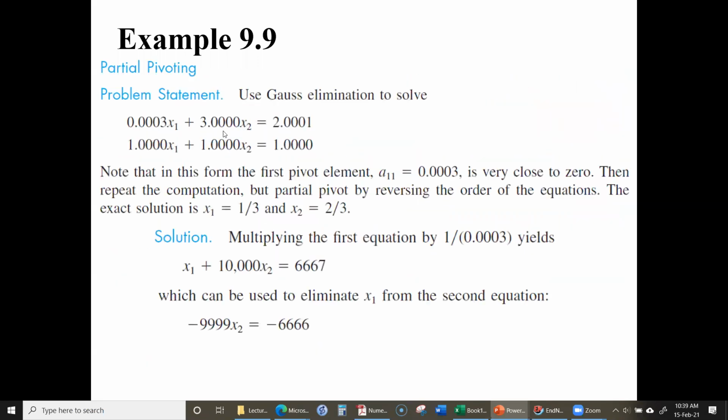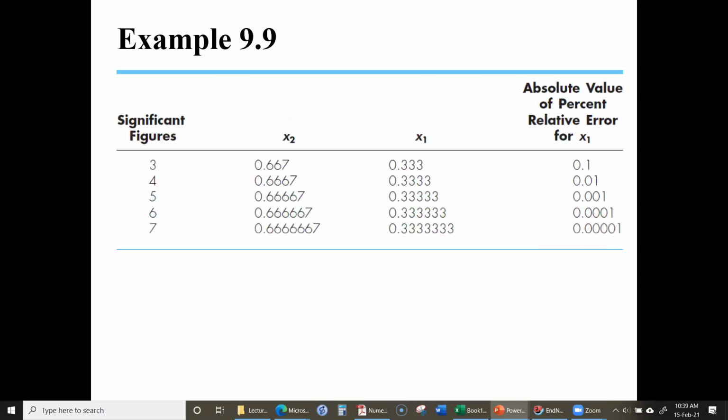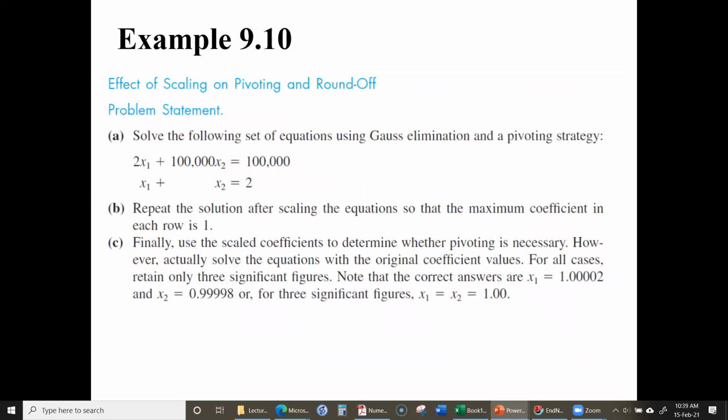So this is the example for pivoting. Whether it is partial or full pivoting, it will be helpful. Pivoting is a useful method for improving the solution and improving the numerical calculations. So that was for pivoting.